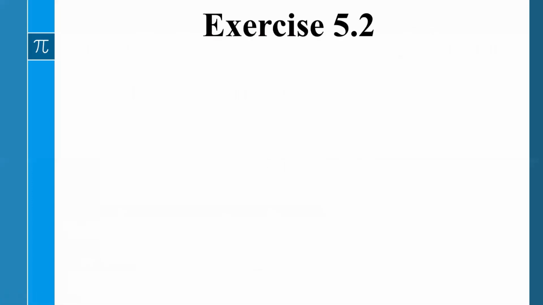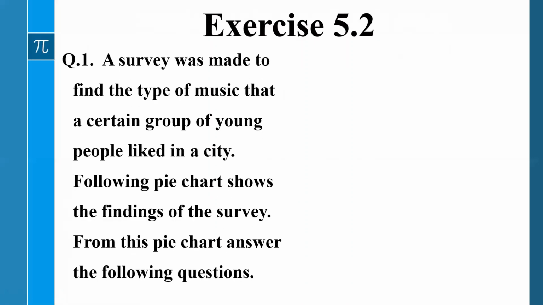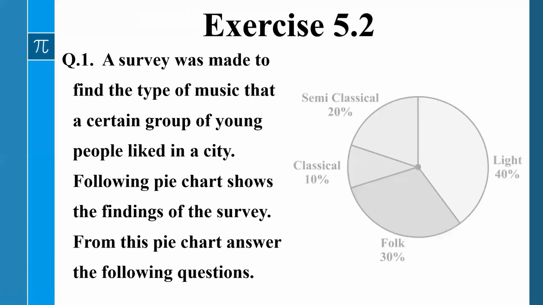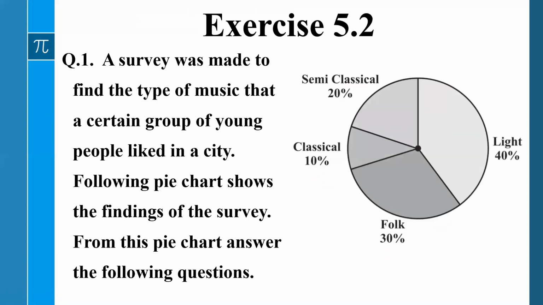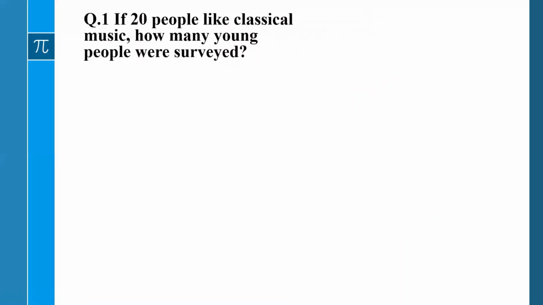So, starting with exercise 5.2, question number 1. A survey was made to find the type of music that a certain group of young people liked in the city. The following pie chart shows the findings of the survey. From this pie chart, answer the following questions. So here you are given a pie chart for different forms of music liked by different people. Let's see the first question. If 20 people like classical music, how many young people were surveyed?